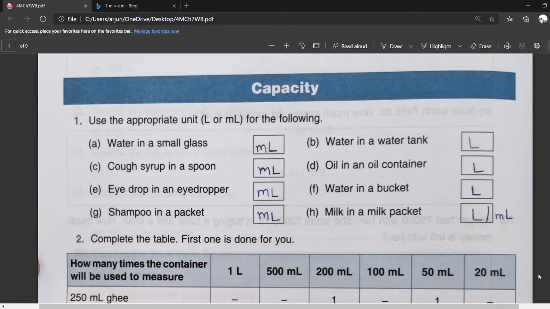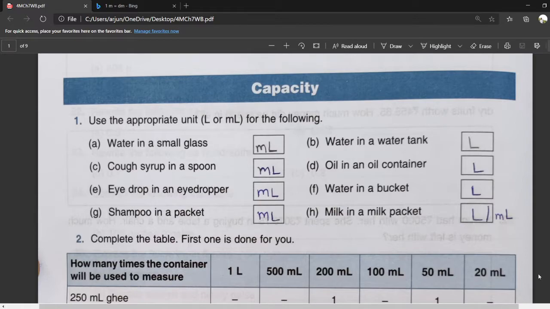Oil in an oil container. Now, when we are going through the highway, we see some containers in which oil is transported. So, in that container, liters of oil are stored and transported. So, for the oil container, the answer will be liters. The next is water in a bucket. In the last lecture itself, I told you that 20 to 25 liters of water is held in a bucket. So, here the answer will be liter.